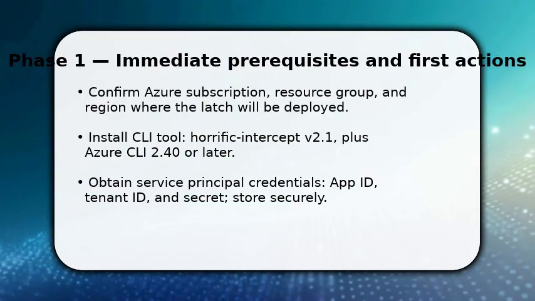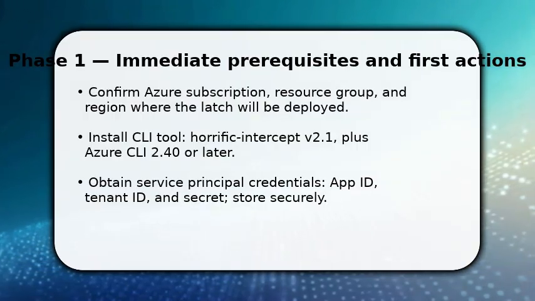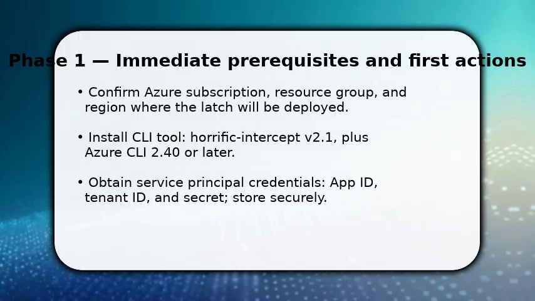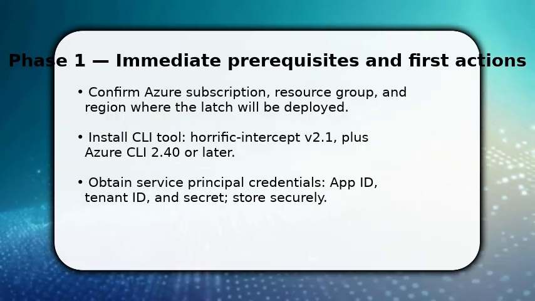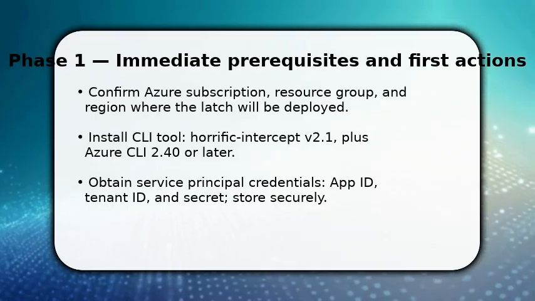You start by verifying prerequisites. Get your Azure subscription, resource group, and the Horrific Intercept CLI installed. Once you have Azure CLI 2.40 and Horrific Intercept v2.1, create a service principal and note the app ID, tenant ID, and secret so you can automate auth.